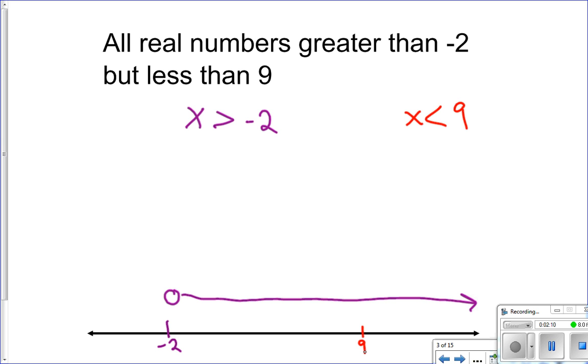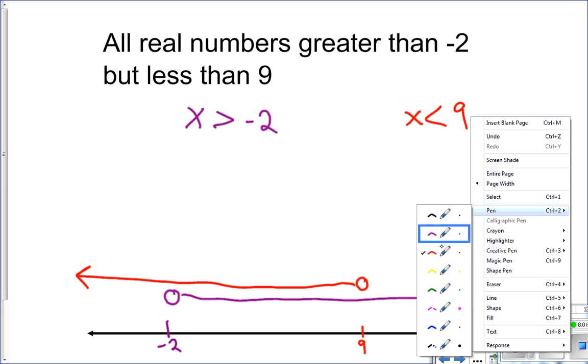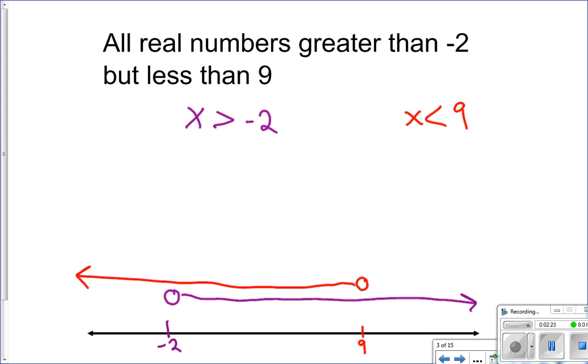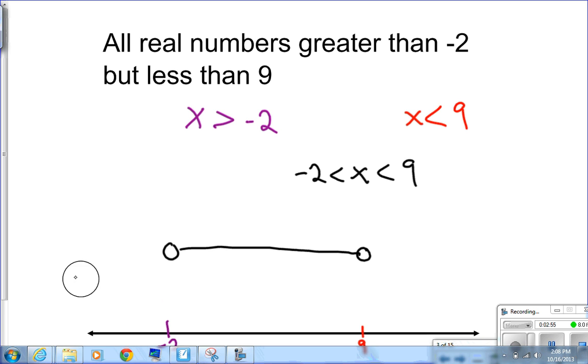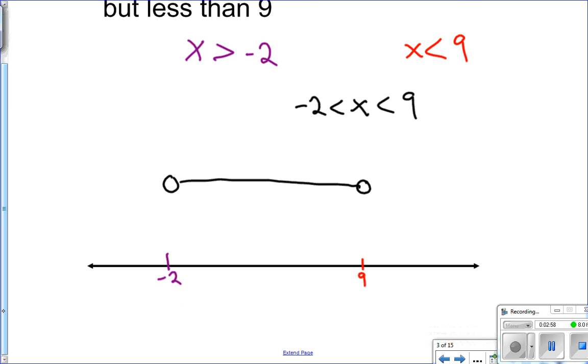So if I graph that, here's 9, and this is an open circle as well. And it's everything less than it, so it's everything to the left. So the graph of this, it's the parts where they overlap. So that's everything in between -2 and 9, non-inclusive, not including -2 or 9. And we write this as -2 is less than x, which is less than 9. So x is greater than -2, and x is less than 9. And so the graph of the two is the union of both of these. If it helps, we'll erase the two originals, and there you go.